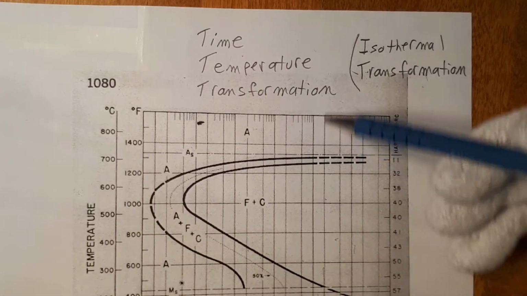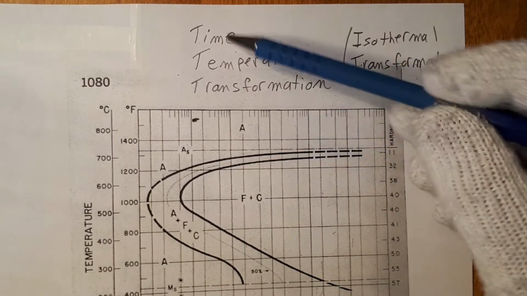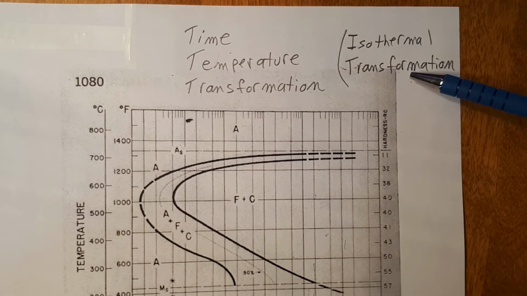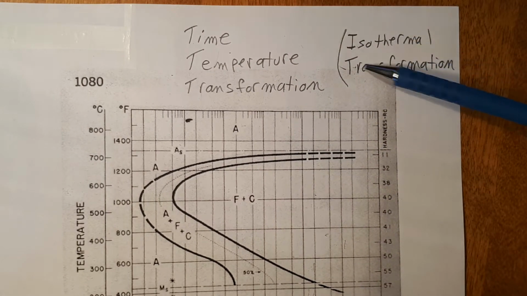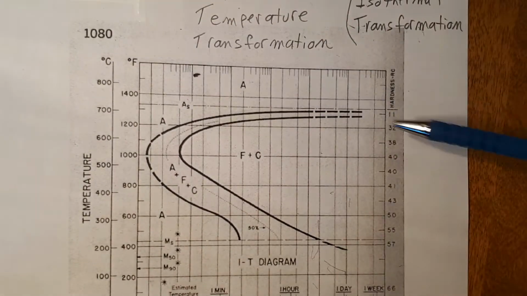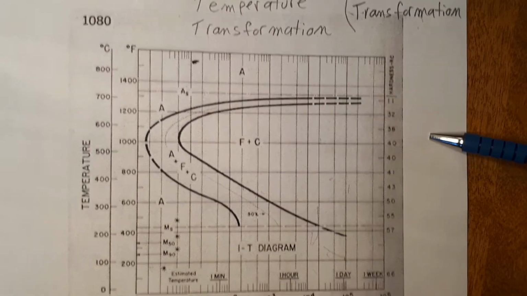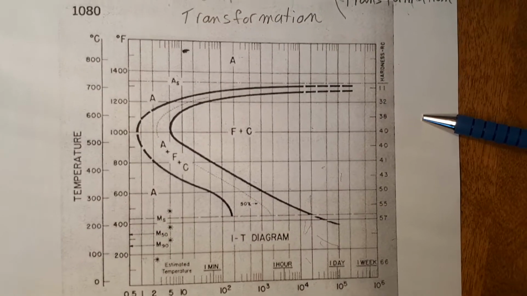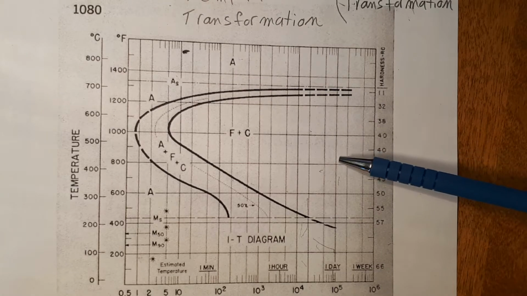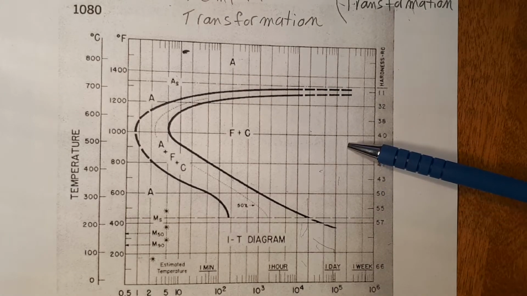Here is a time temperature transformation diagram, also known as a TTT diagram. Another name for this is also isothermal transformation diagram, or IT diagram. This particular one is for 1080 carbon steel. And this video is only to interpret this diagram, not necessarily how to use it in heat treating circumstances.